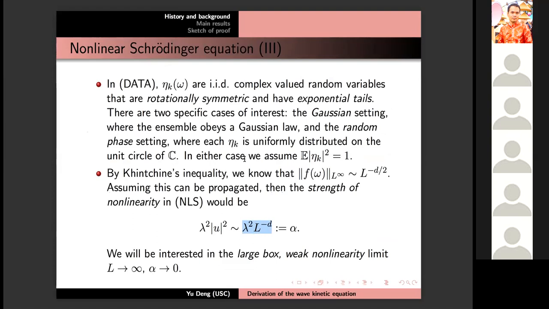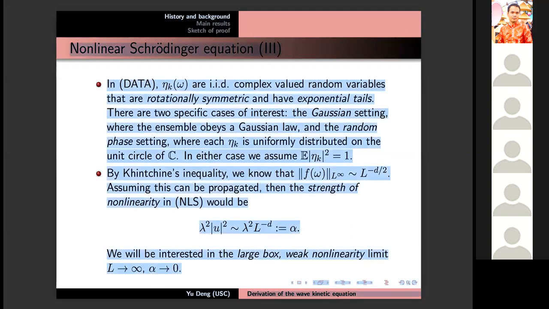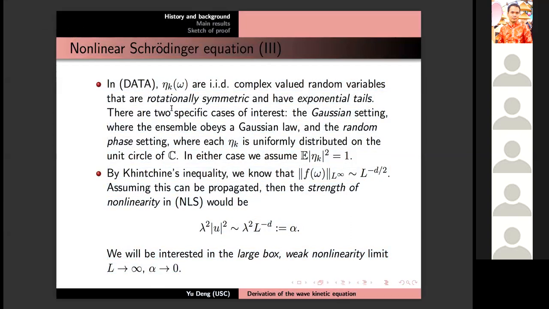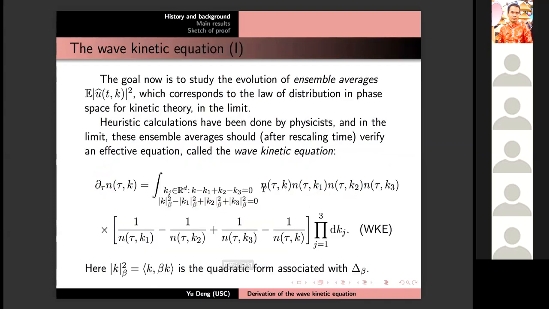Okay, so the setting we're considering is the so-called large box and weak nonlinearity limit. Large box means L goes to infinity, and weak nonlinearity means that alpha goes to 0. So this is the setting we're considering, and now, what is the quantity we're looking at?